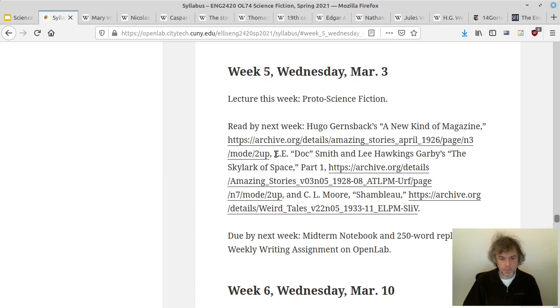Then we have E.E. Doc Smith and Lee Hawking Garby's The Skylark of Space, Part 1. This is a serial, meaning that the story was broken up and published in separate issues of the magazine over a series of months. This will be the introduction, like the very beginning of the story. But what's important about The Skylark of Space is that E.E. Doc Smith really laid the groundwork for what will become known as space opera.